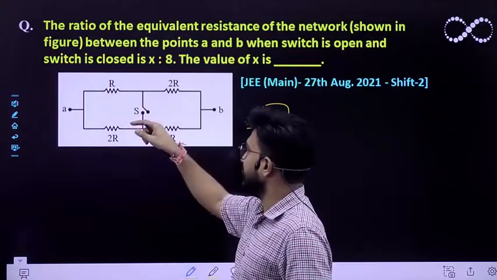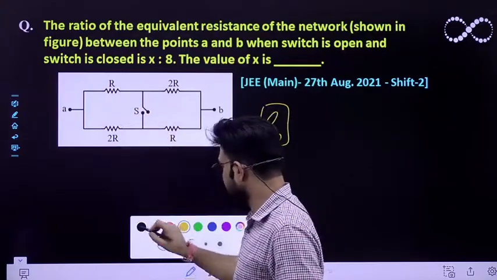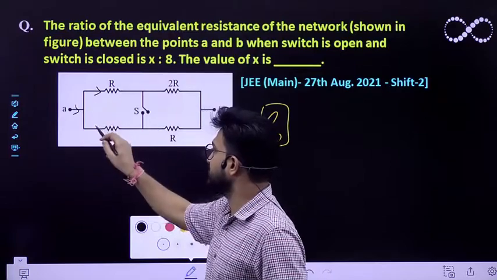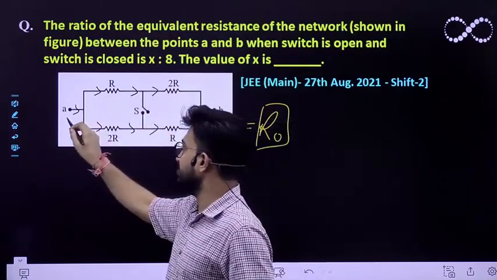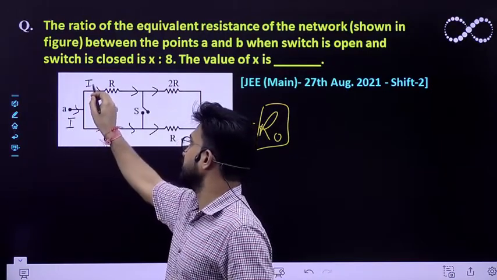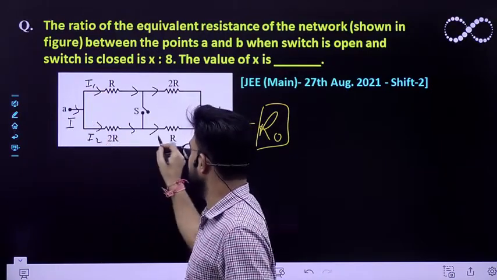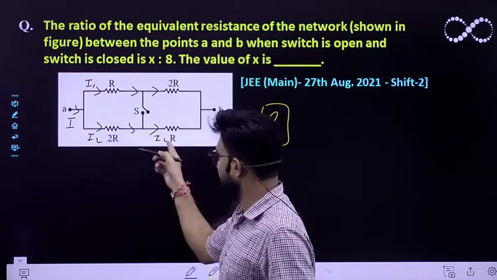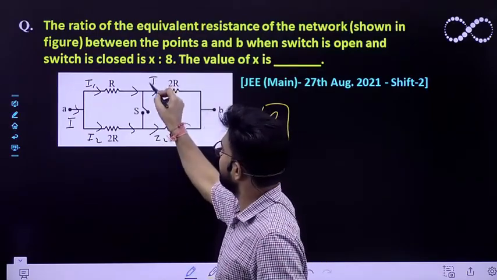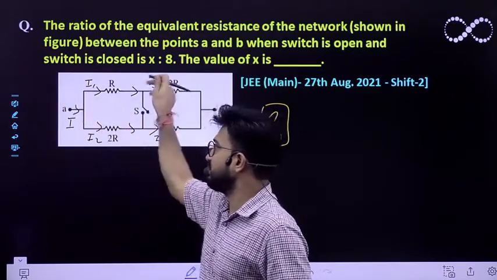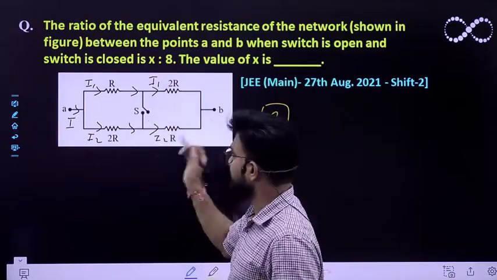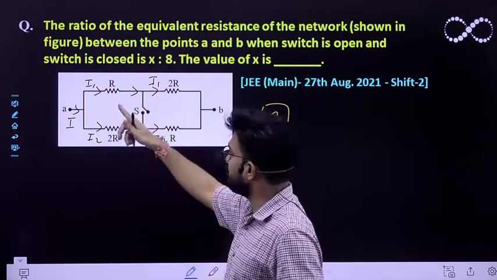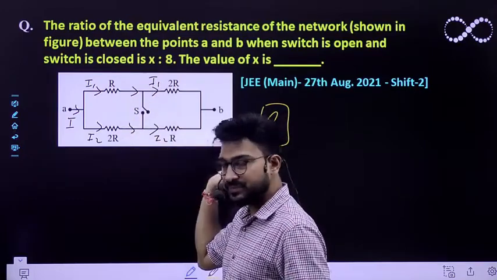So the entire current which is coming from A will be distributed just like this. If I current comes from here, and I1 goes above and I2 goes below, this would also have I2 current, this would also have I1 current, because I1 current was flowing just like this, and no current will flow through the switch. So that means these two would be in series, and these two again would be in series.